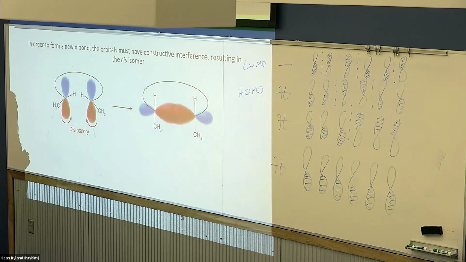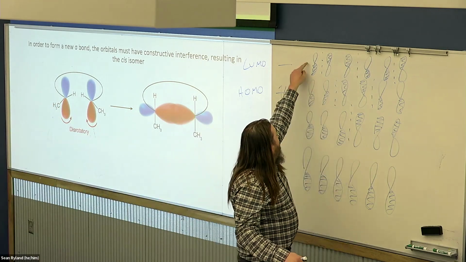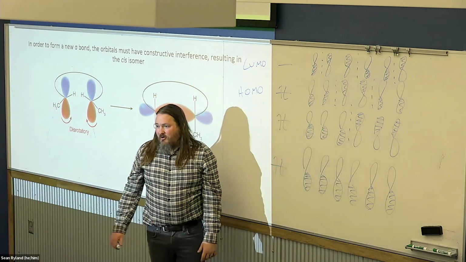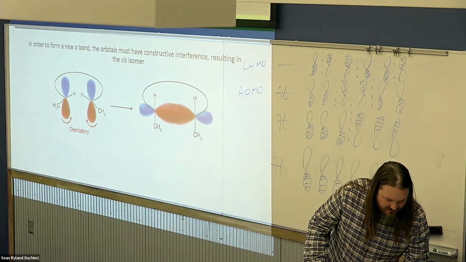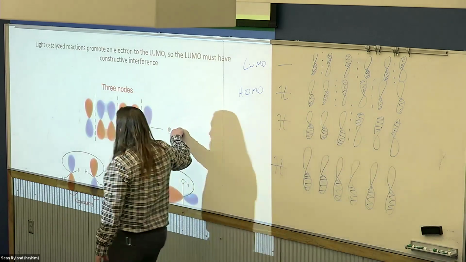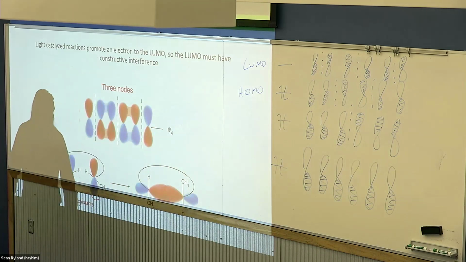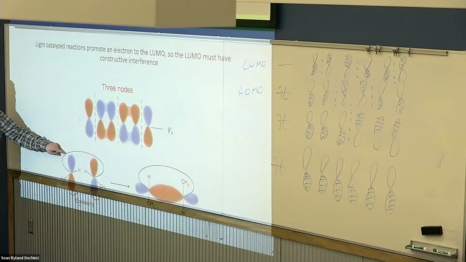If we catalyze it with light instead, it's actually going to be the LUMO reactant, not the HOMO. Which is, if we catalyze it with light, we have 3 nodes. And it means that our phases at the end are opposite from each other. Blue up versus blue down.